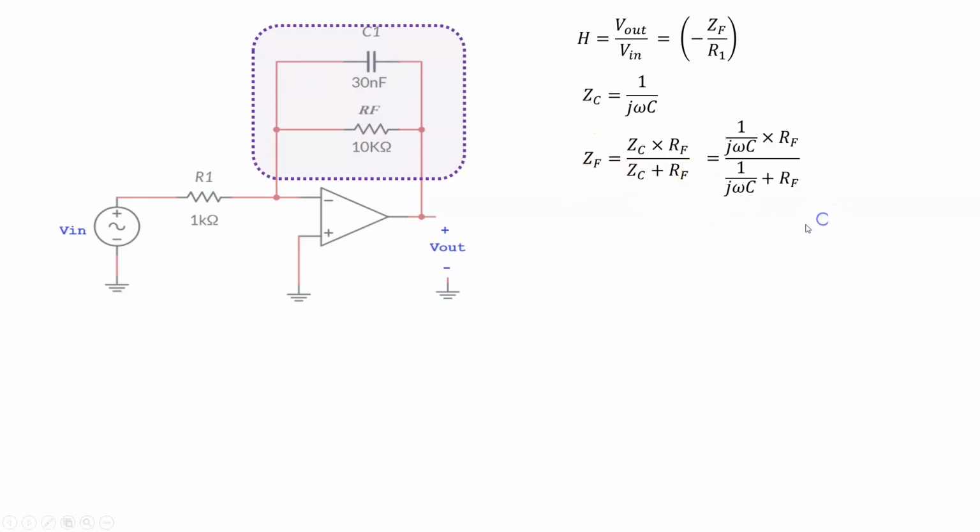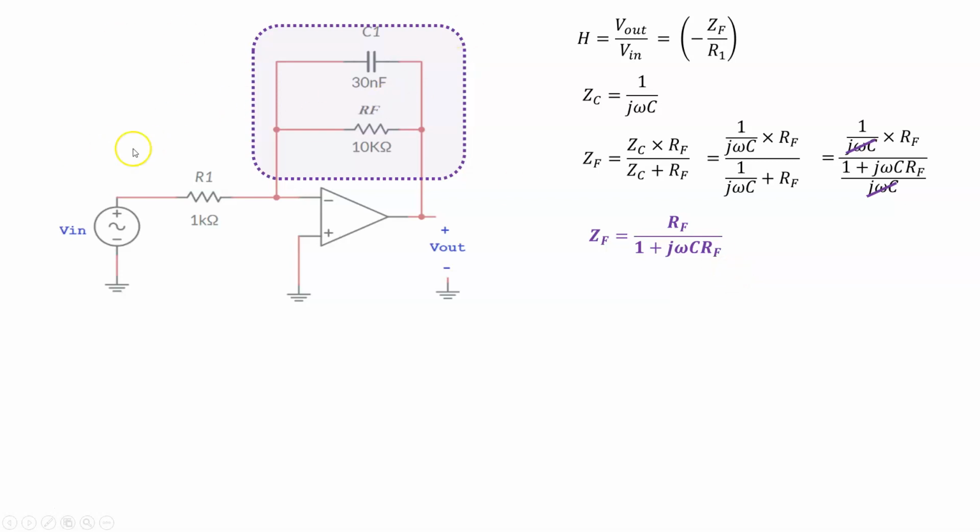If I start writing this, ZC, the impedance of the capacitor, is 1 over j omega C, times RF, divided by 1 over j omega C plus RF. Now, if we use algebra to simplify this, I have j omega C on the top and j omega C also in the bottom part, so I can cross those out. What I'm left with is a slightly easier looking impedance in the feedback path, which is RF divided by 1 plus j omega C times RF. That's my overall impedance of the feedback path.